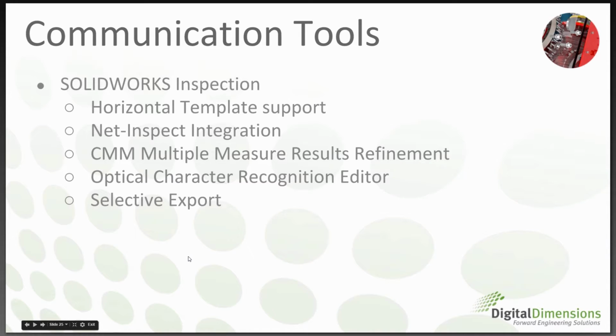All right, so again, with our inspection, the biggest changes we saw this year were the horizontal template support, the integration of NetInspect and Quality Inspection, some advanced improvements to the CMM, this new optical character recognition editor, that's going to be big, right, for all of us that have used PDFs that have been scanned in before. And we also have the ability to selectively export results. So this is not something I showed, but when we're exporting the results, if we've gone in and entered results from 10 different parts, we can selectively say, I want part 2, 5, and 7. That's the only reports I want, versus exporting every single one of them.